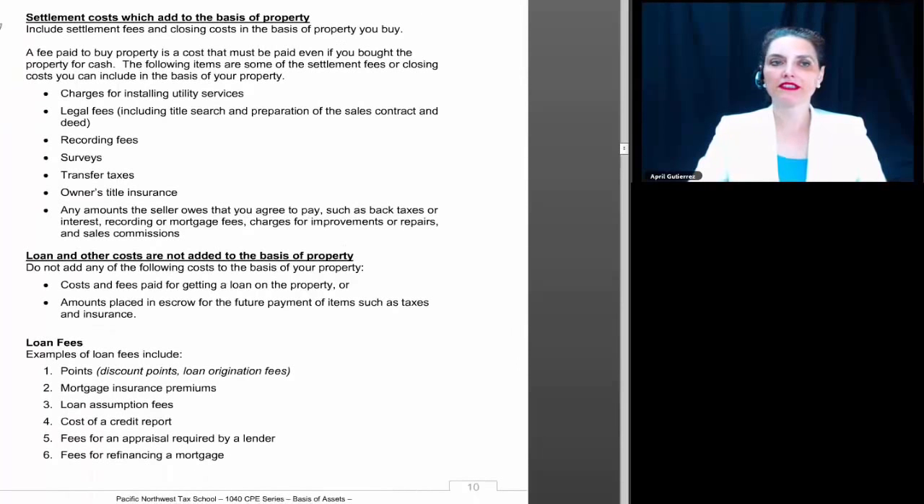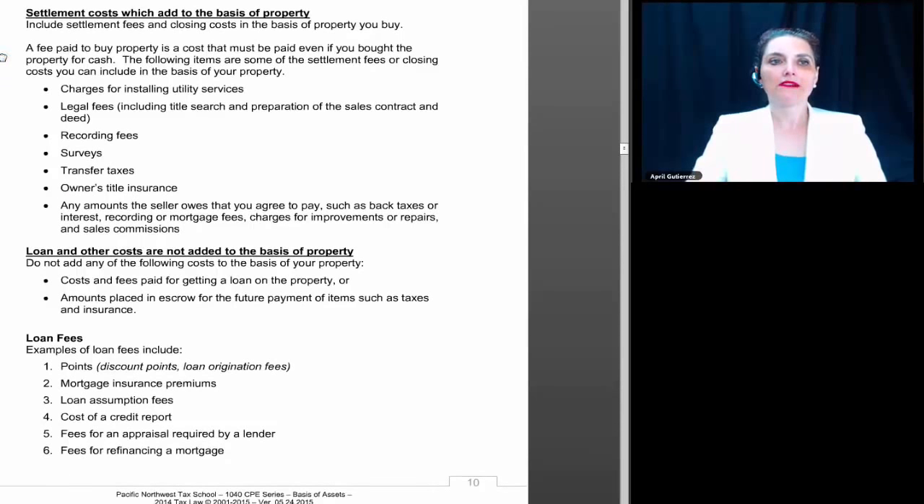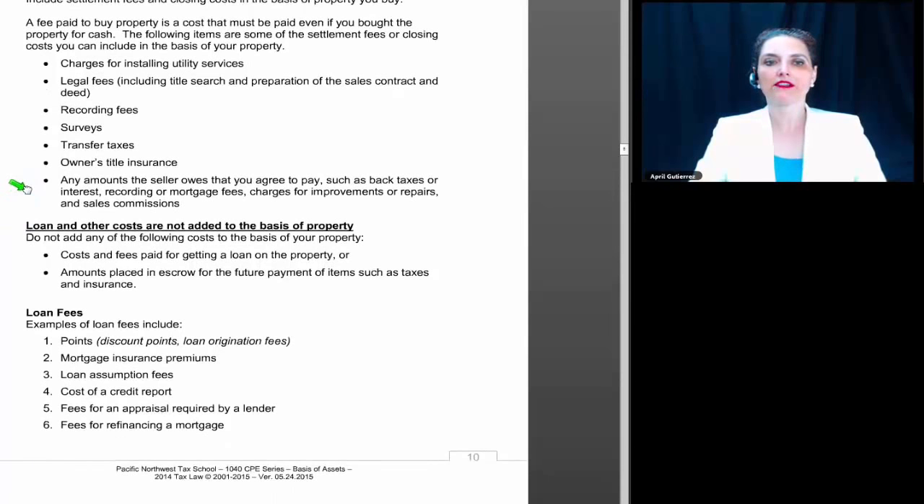Settlement costs which add to the basis of property include settlement fees and closing costs in the basis of property that you buy. A fee to buy property is a cost that must be paid even if you bought the property for cash. The following items are some of the settlement fees or closing costs that you can include in the basis of your property. Charges for installing utility services, legal fees including title search and preparation of sales contract and deed, recording fees, surveys, transfer taxes, owner's title insurance, and any amounts that the seller owes that you agree to pay, such as back taxes, interest, recording, or mortgage fees, or charges for improvements or repairs, and sales commissions.